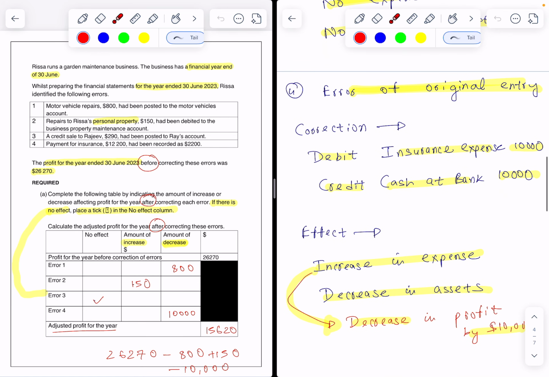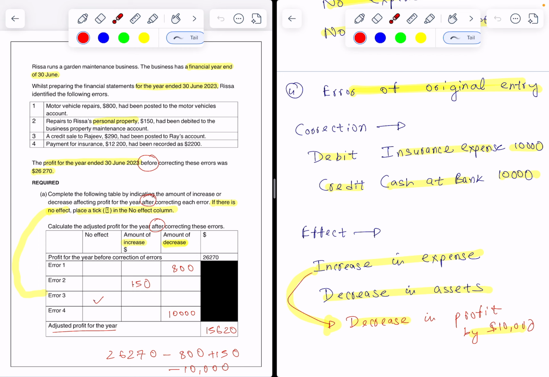Let's look into the fourth error. Payment for insurance of $12,200 had been recorded as $2,200. This type of error is what we call an error of original entry, when the error is within the numbers. So we know we had an insurance expense of $12,200, but we recorded it as $2,200, which means we recorded it at $10,000 less.